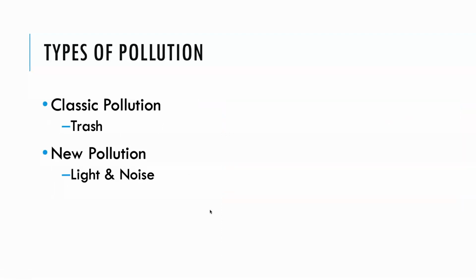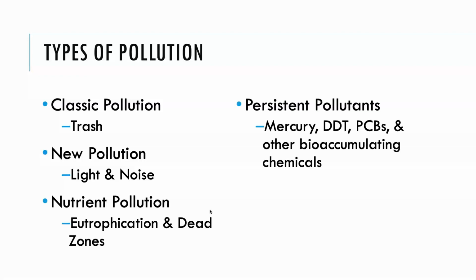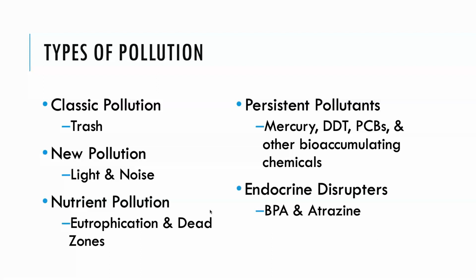Some that you might not have thought about, which is nutrient pollution, and I'll talk about what eutrophication and dead zones are. But you also have some really scary ones that are persistent pollutants, meaning those that are going to accumulate in animal tissues, and endocrine disruptors. And so in this lecture topic, I'm going to talk about these three: classic, new and nutrient pollutions, and then the next topic I'll talk about persistent pollutants and endocrine disruptors.